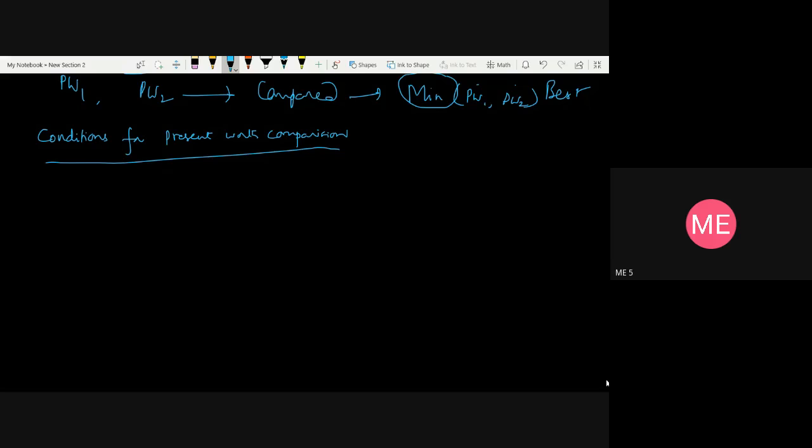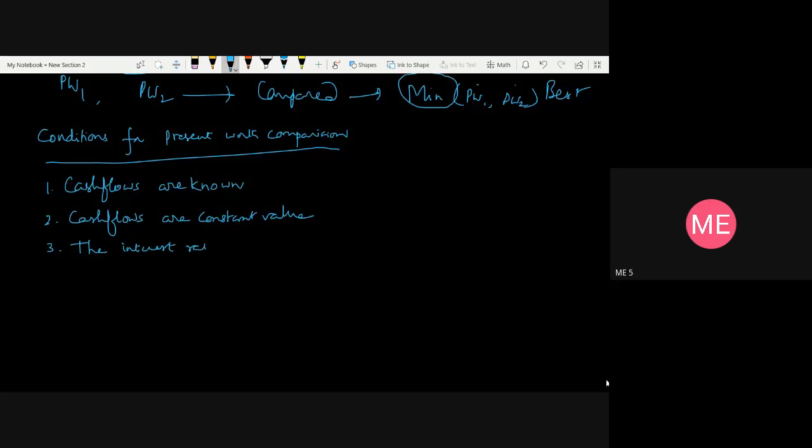So here, the cash flows should be known for any alternative. Generally, we can then calculate or estimate the present worth. Second one, cash flows are in constant values. It means whatever the cash flows, they should not be variable. They should have a constant value. And third one, if we are going to calculate the present worth, the interest rate should be known.